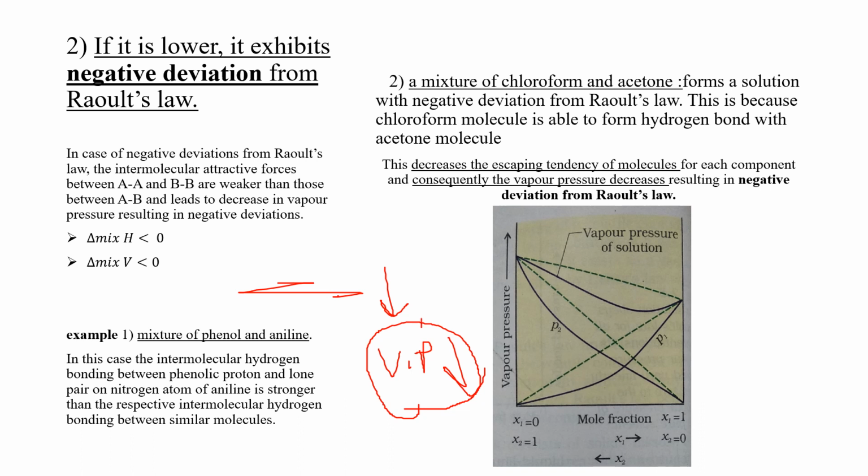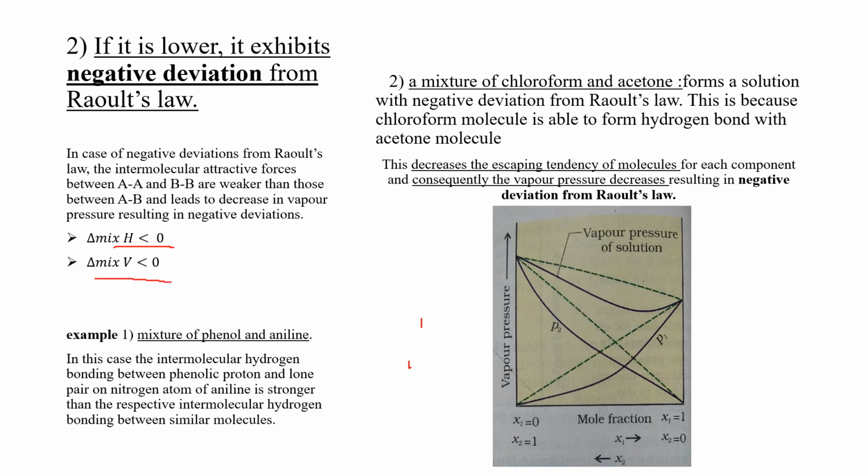So as it shows negative deviation, it means the delta H mixing for such type of solution will also be less than 0, means towards negative side, and the process will be exothermic in nature. And similarly delta V mixing will also be less than 0, because the escaping of molecules is less, and as they are bound close to each other, their volume gets decreased.